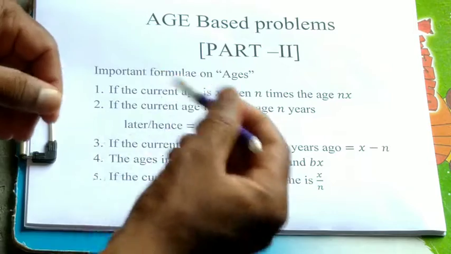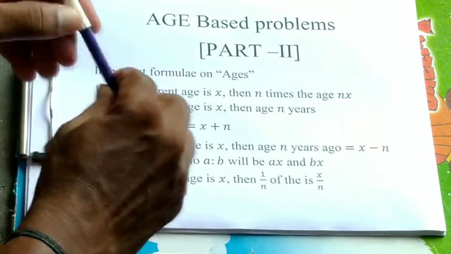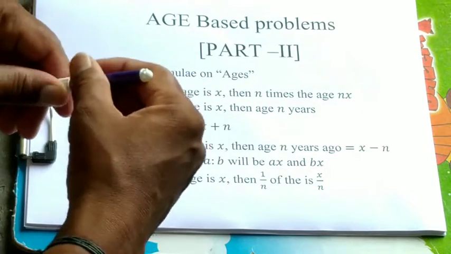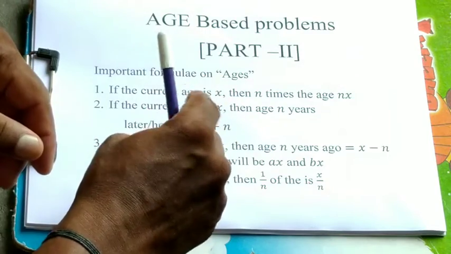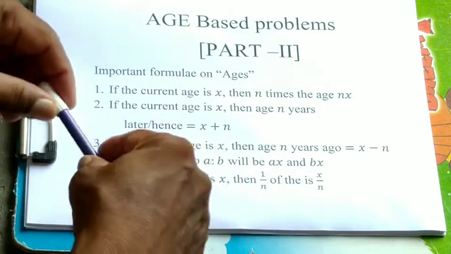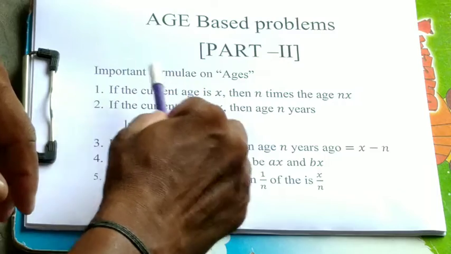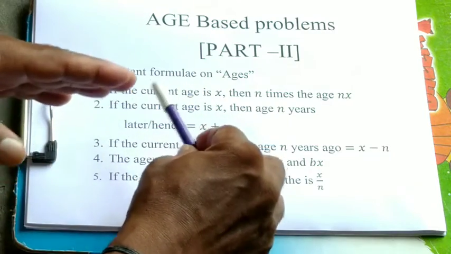Here we are going to discuss the topic of aptitude, in particular aptitude age-based problems. We already saw part 1. Now we are going to continue with part 2. Again, here I am explaining the formulas. What are the formulas we are going to use in this?